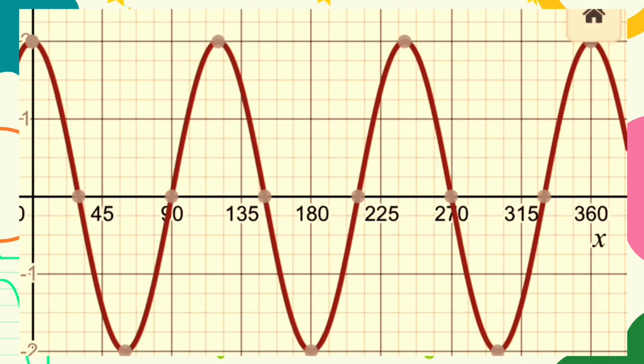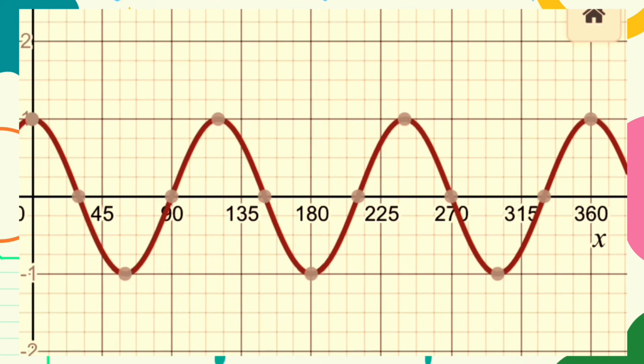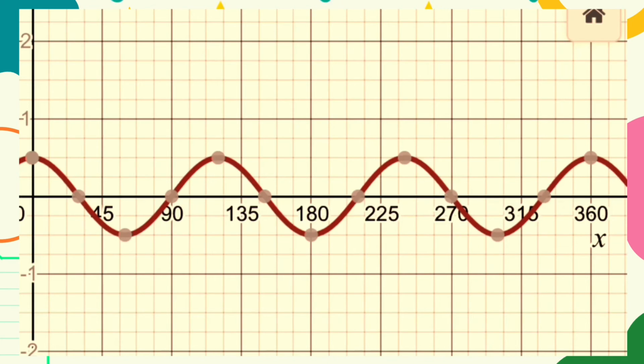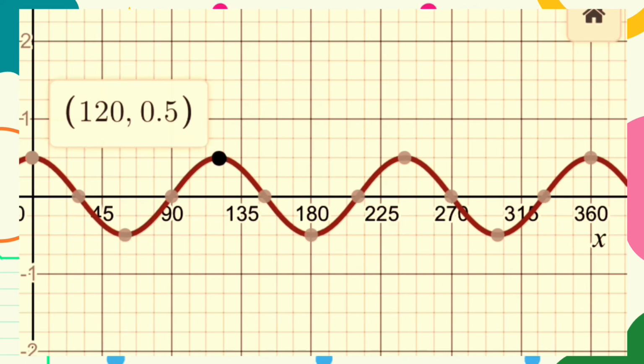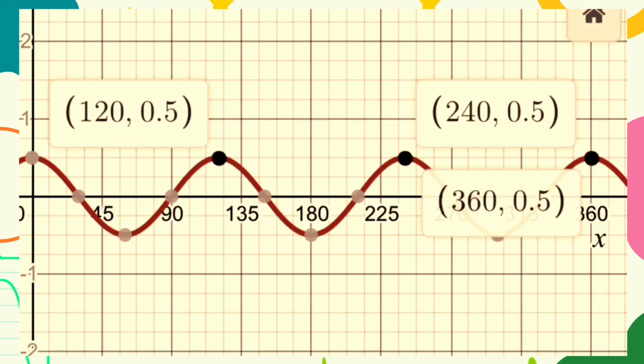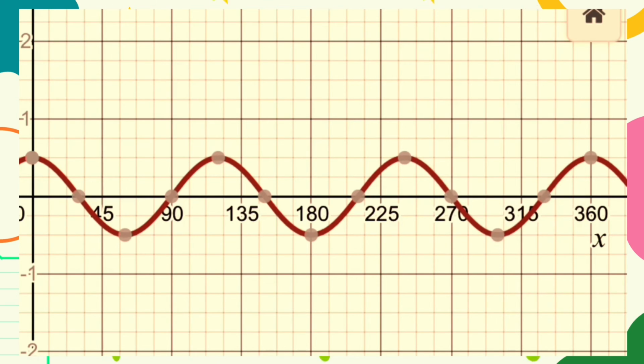So this is the amplitude. I can change the amplitude to maybe 0.5. You have a smaller amplitude. Okay, so that is the meaning, but the period is still the same, 120, 240, and 360, meaning that every 120 degrees, you will see one complete cosine graph appear. So the period is 120.